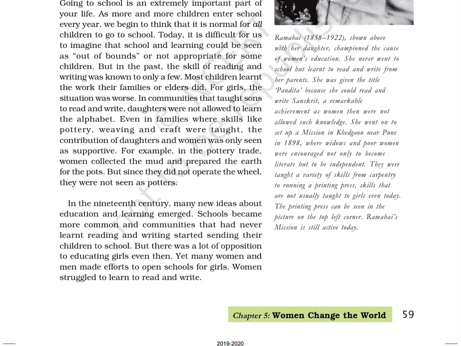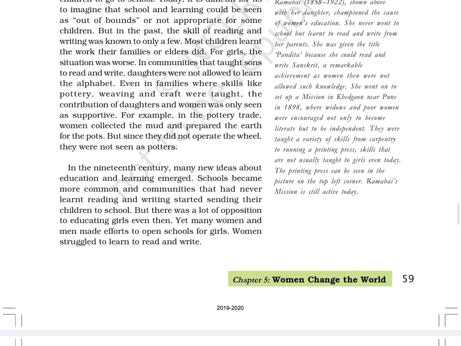In the 19th century, many new ideas about education and learning emerged. Schools became more common, and communities that had never learnt reading and writing started sending their children to school. But there was a lot of opposition to educating girls even then. Yet, many women and men made efforts to open schools for girls. Women struggled to learn to read and write.